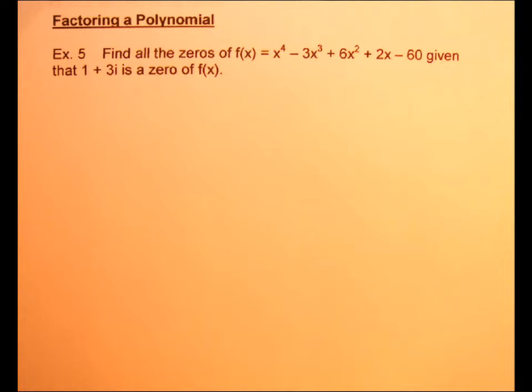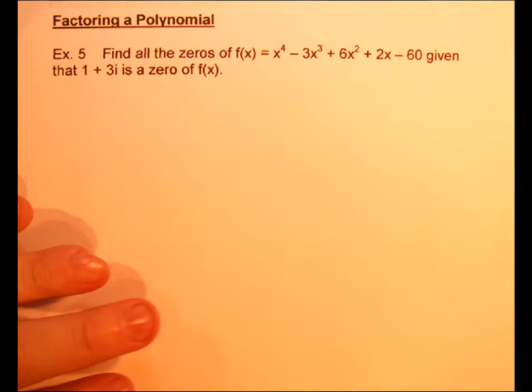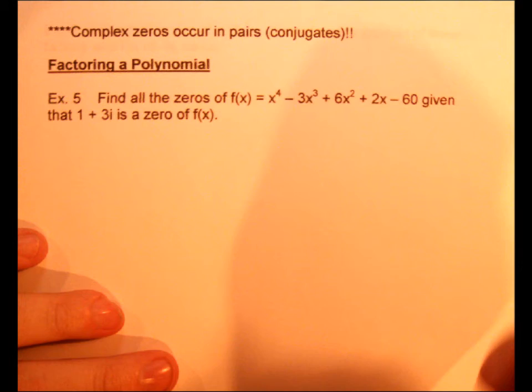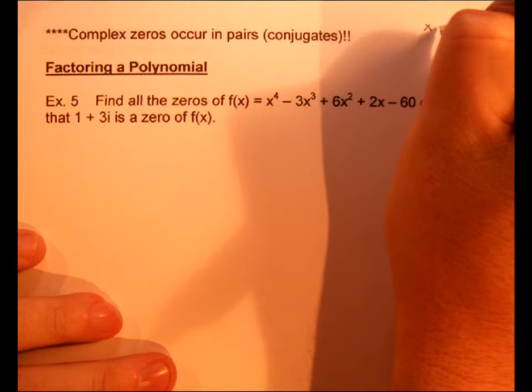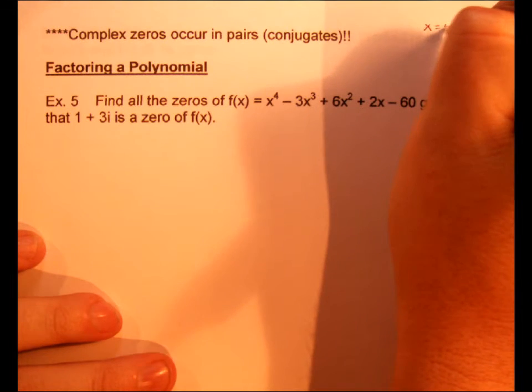Okay, now we're going to move on to example number 5, which here starts to get to be the interesting, long, complicated part of this lesson. Factoring a polynomial. Find all the zeros of this long function given that 1 plus 3i is a zero of that function. So let me just start off by saying, let's do an example other than this right here.